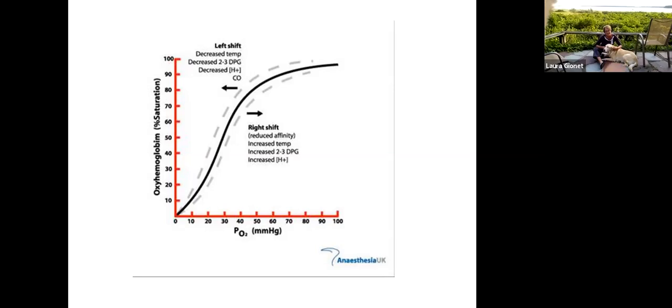The reverse happens when you have higher levels of activity, indicated to the right. So you have a right shift when we have an increase in temperature, increase in diphosphoglycerate, increased hydrogen ions, increased carbon dioxide levels. Now it will stimulate the dissociation and the release of oxygen from the hemoglobin. That's what they just refer to as left shifts and right shifts.